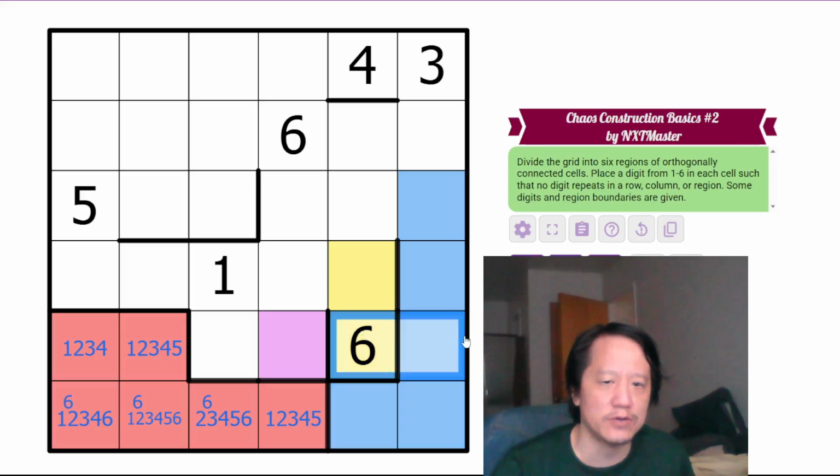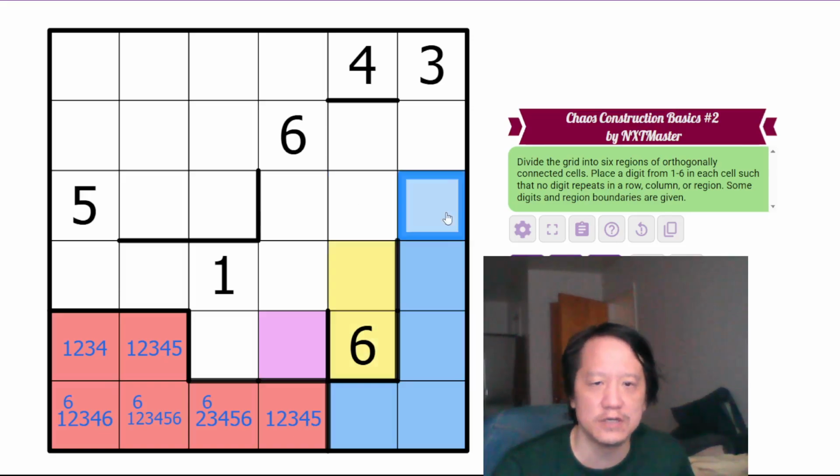6 can't be here in the blue region. 6 can only go in one here or one here. So 6 can't be here because of the 6 in the row. 6 can't be here because of the 6 in the column. So in the blue region, we're going to have a 6 there.